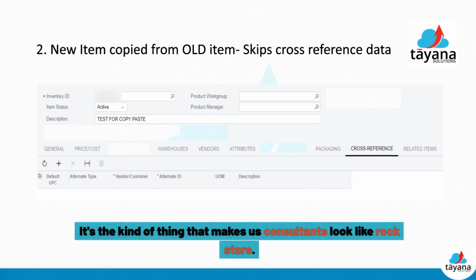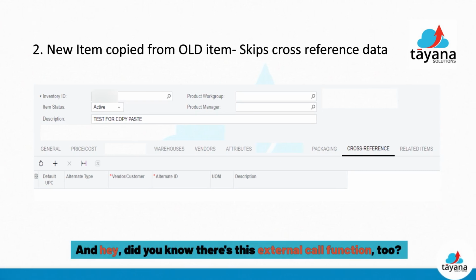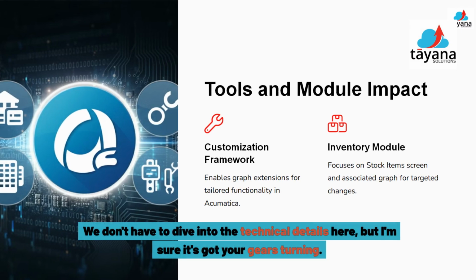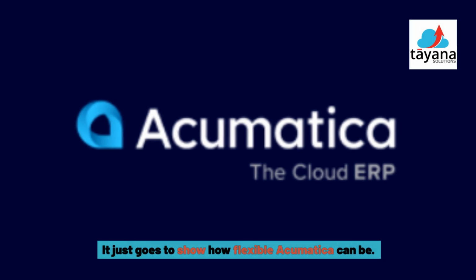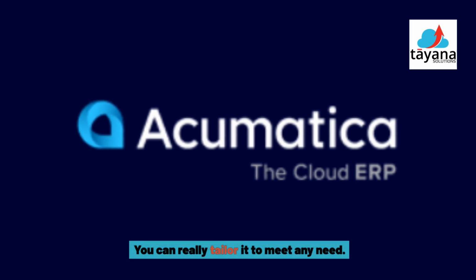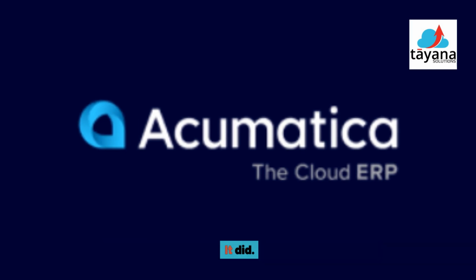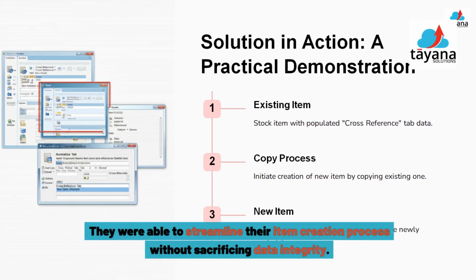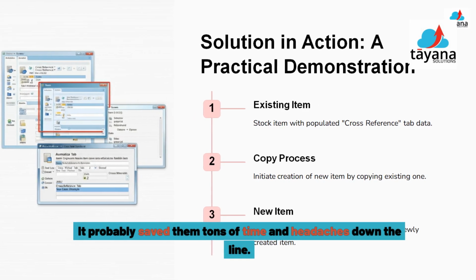Right. It's the kind of thing that makes us consultants look like rock stars. Absolutely. And hey, did you know there's an external call function too? It opens up even more customization options. Yeah. We don't have to dive into the technical details here, but I'm sure it's got your gears turning. Definitely. It just goes to show how flexible Acumatica can be. You can really tailor it to meet any need. And the best part is, this approach actually worked. It did. Premalatha's client was thrilled. They were able to streamline their item creation process without sacrificing data integrity. That's a win-win for sure. It probably saved them tons of time and headaches down the line.